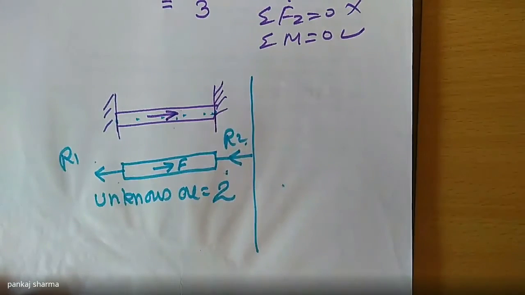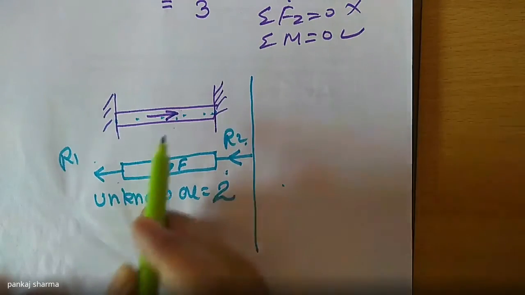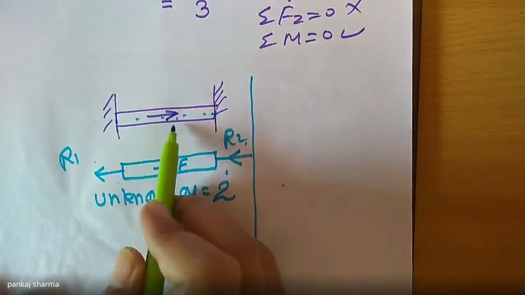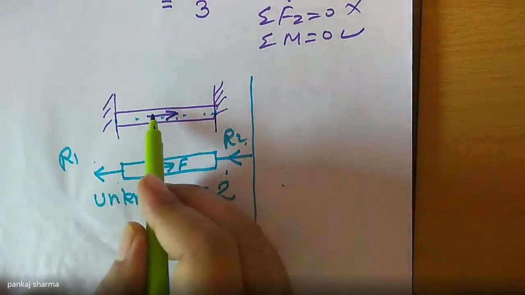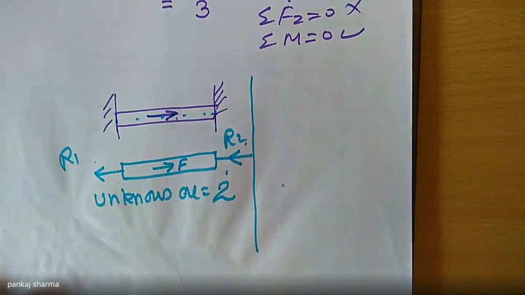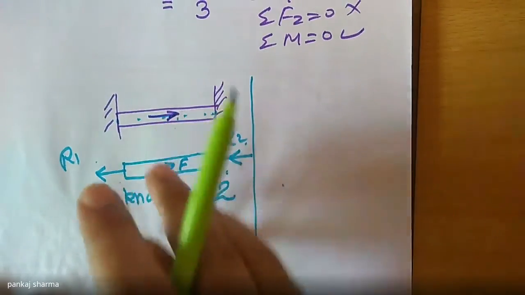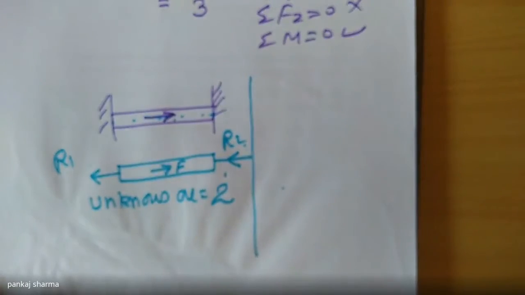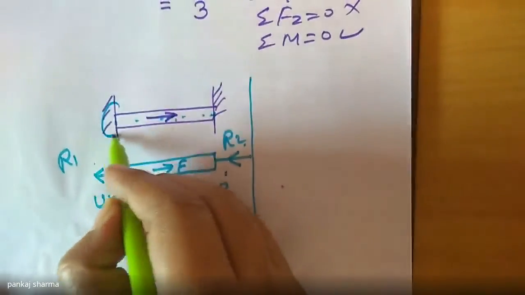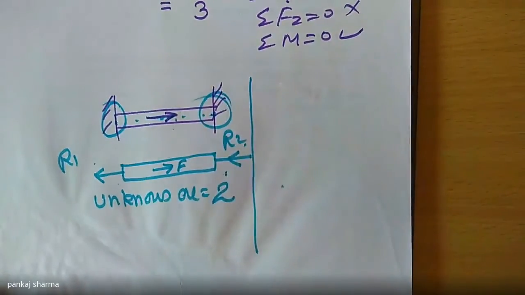Horizontal reactions. Is this force responsible for bending this beam? No, it is only the axial force. So this force is not responsible for rotating this beam. So there will be no moment reactions. The beam cannot be rotated, meaning the moment reaction will be 0.